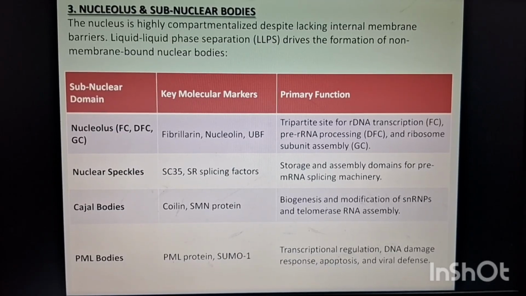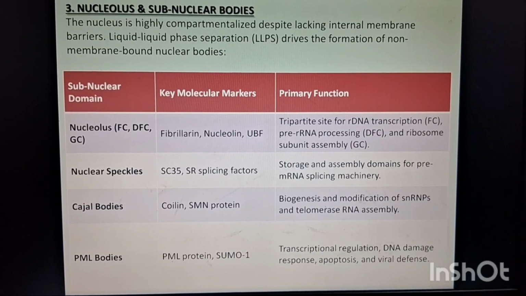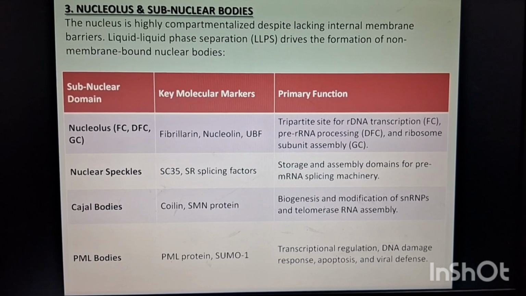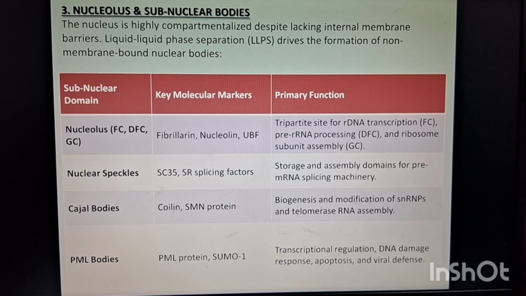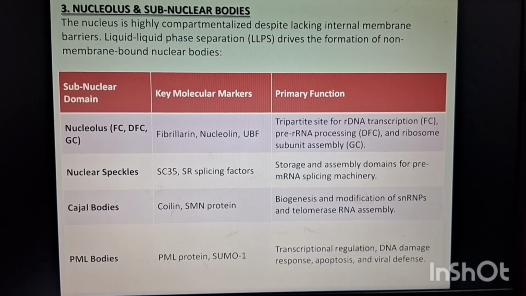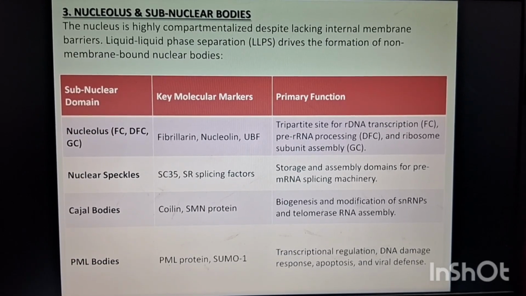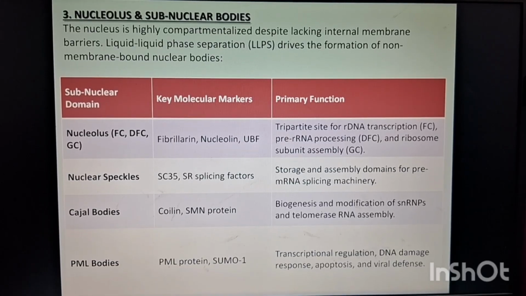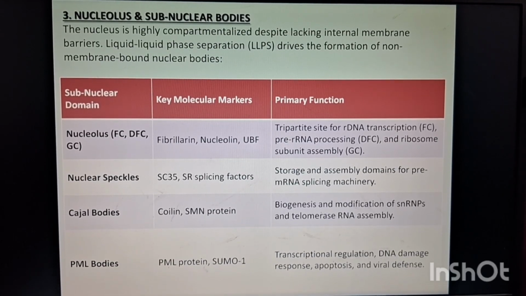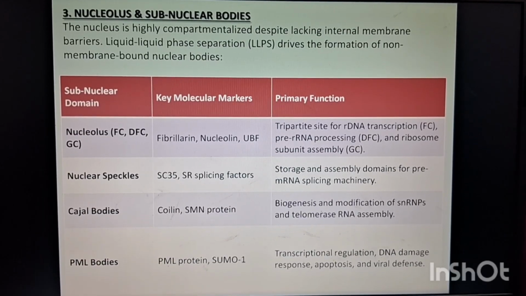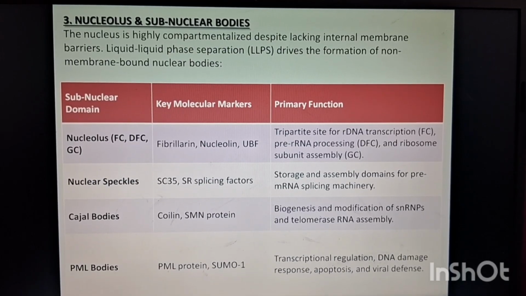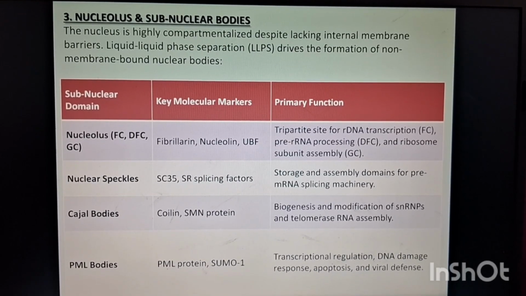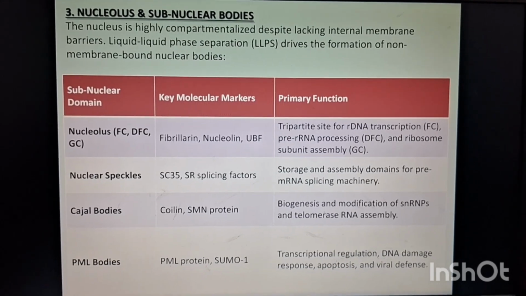Next, nuclear speckles. Key molecular markers are SC35 and SR splicing factors, and the primary function is storage and assembly domains for the pre-mRNA splicing machinery. Next, Cajal body, a subnuclear domain. Key molecular markers are coilin and SMN protein, and the primary function is biogenesis and modification of snRNPs and telomerase RNA assembly. Next, PML bodies. Key molecular markers are PML protein and SUMO1. Primary functions are transcriptional regulation, DNA damage response, apoptosis, and viral defense.